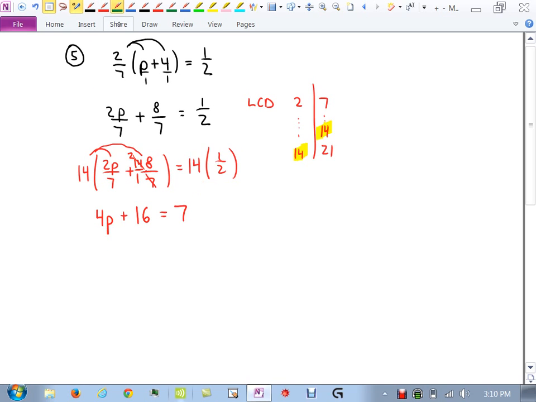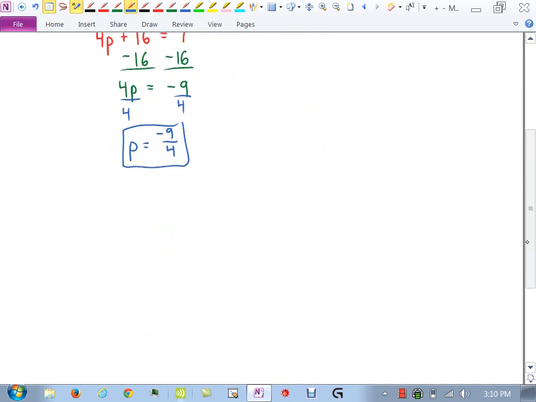So now I need to just isolate the variable. So I subtract 16. When I do that, I get -9 equals 4p. I divide now both sides by 4. And I get p equals -9 over 4, and that's the way I'm going to leave it. All right, next problem, number 6.